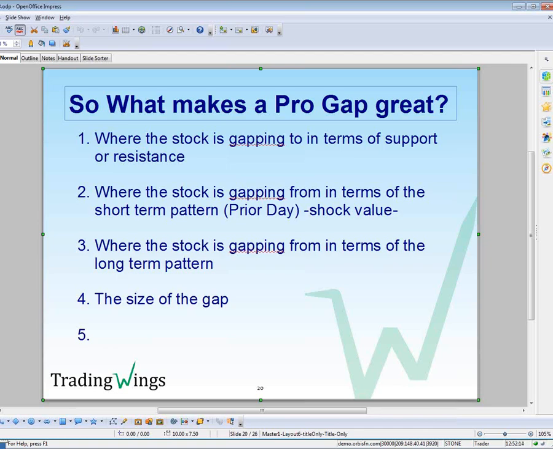Now, if it's a $100 stock, I'll give it more room, okay? So for the size of the gap, if I'm looking to go long on a pro gap, what makes it better, and we already talked about this in number one, in terms of gapping in times of support and resistance, is I want it gapping just above support. But how far above support? I want it 40 cents or less. Okay, does that make sense?